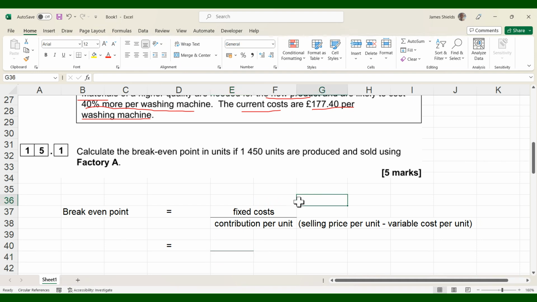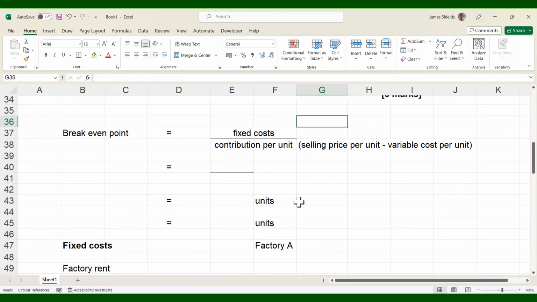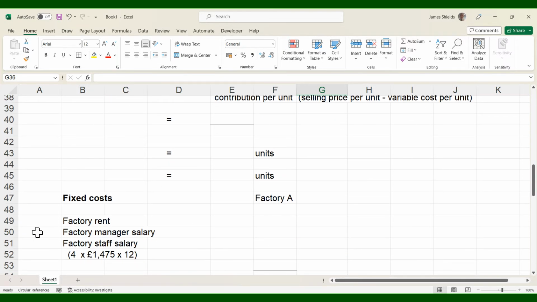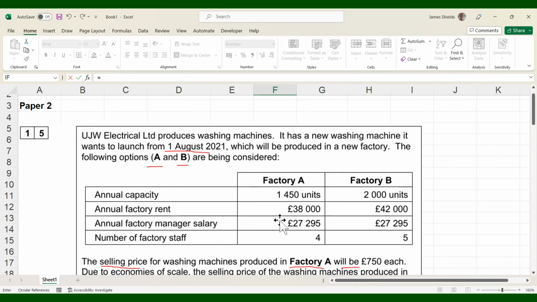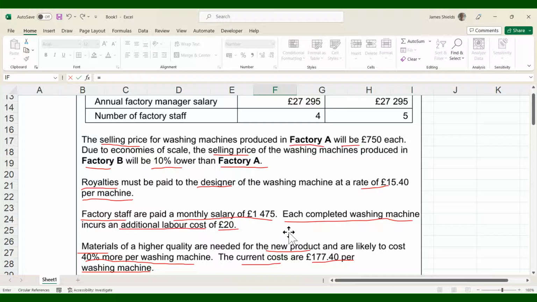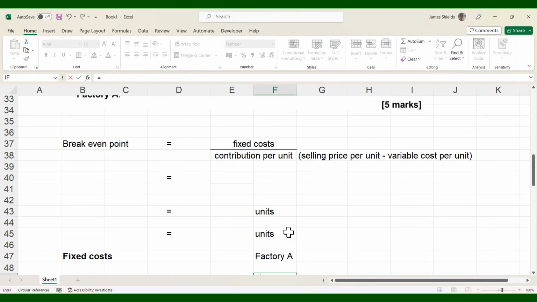Now, the fixed costs are a combination of various costs. So we're going through some workings now, my fixed costs. The fixed costs of Factory A are the factory rent, the factory manager's salary, and the factory staff salary, because none of these amounts change depending on the level of output, so they're all fixed. So the factory rent for Factory A, we'll go back to the table at the top, is £38,000. So we have £38,000.